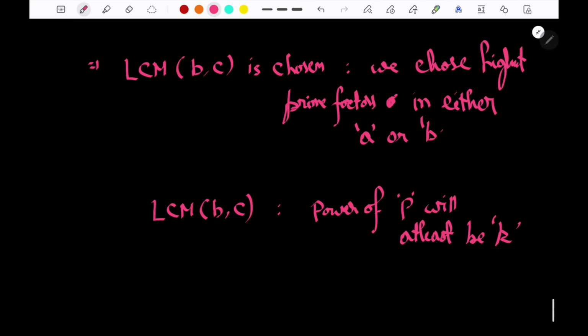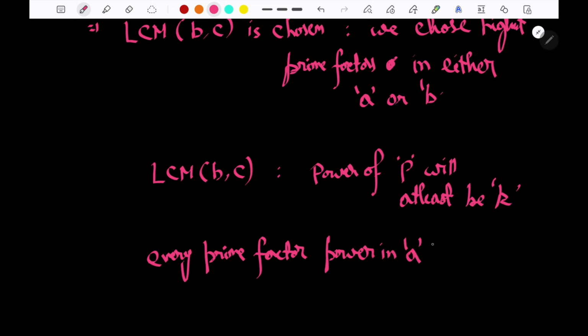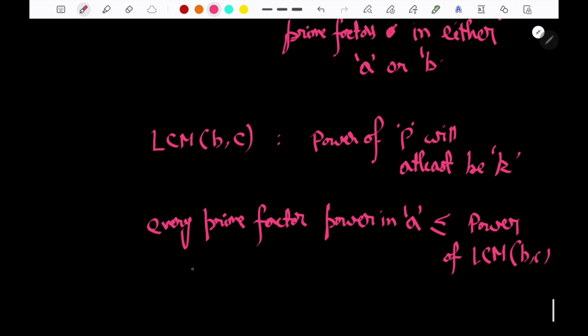So it means every prime factor power in A must be less than or equal to the power in the LCM of B comma C. This is true. Therefore, the logical conclusion is A must divide LCM of B comma C.